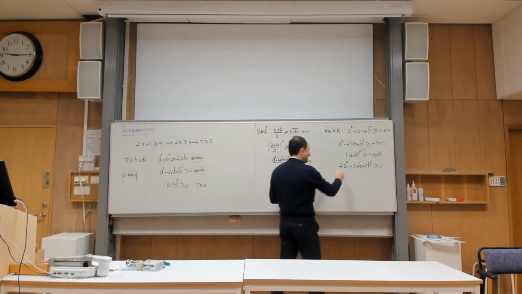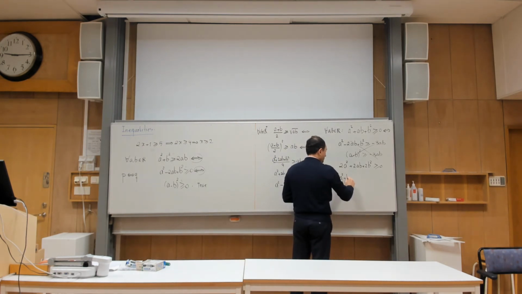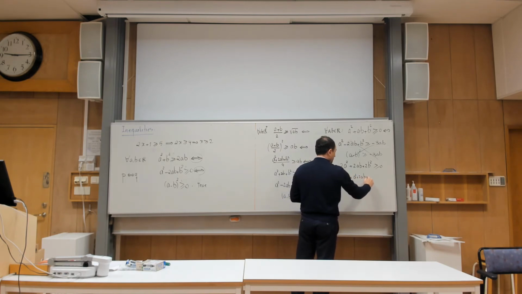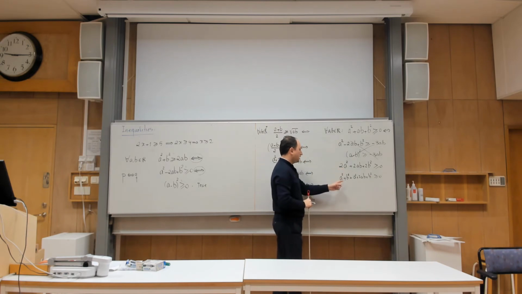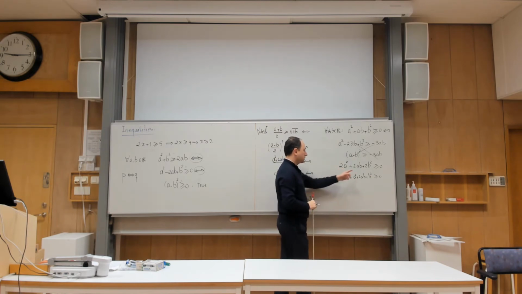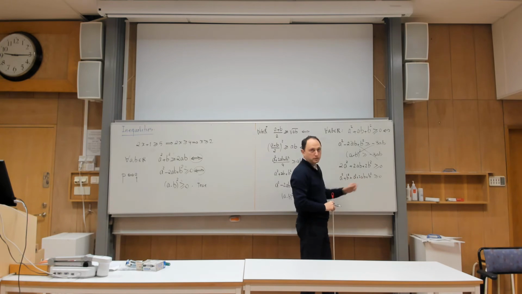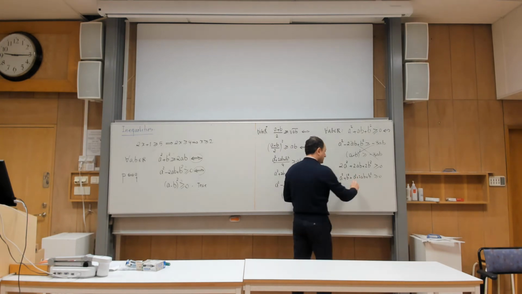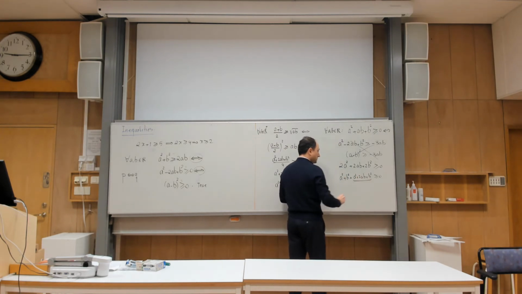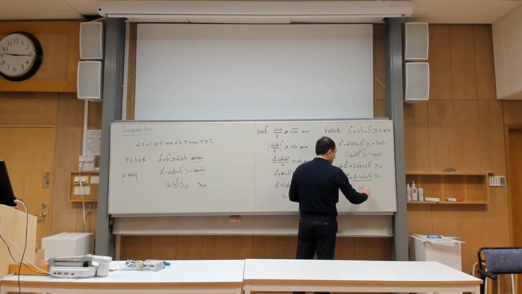Yeah, let me write it. I would write a squared plus b squared plus a squared plus 2ab plus b squared. Is it clear now? Instead of 2a squared, I wrote it as a squared plus a squared. Instead of 2b squared, I wrote it as b squared plus b squared. But this part is familiar, yes? What is that? It's (a plus b) squared.